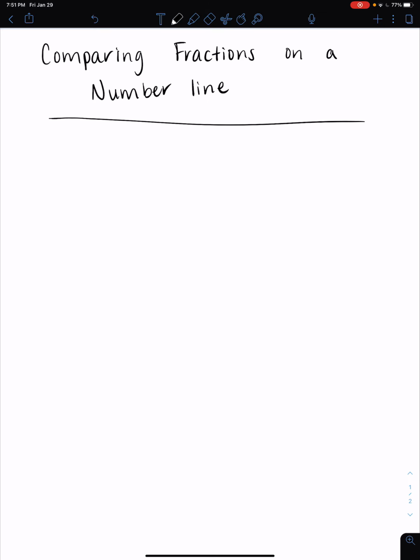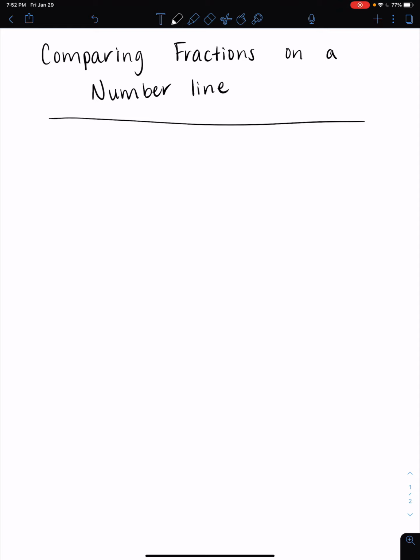Happy Monday, everyone. Today we're going to be talking about comparing fractions on a number line. Last week we talked about how to compare fractions with shapes and by cross multiplying and by using models.